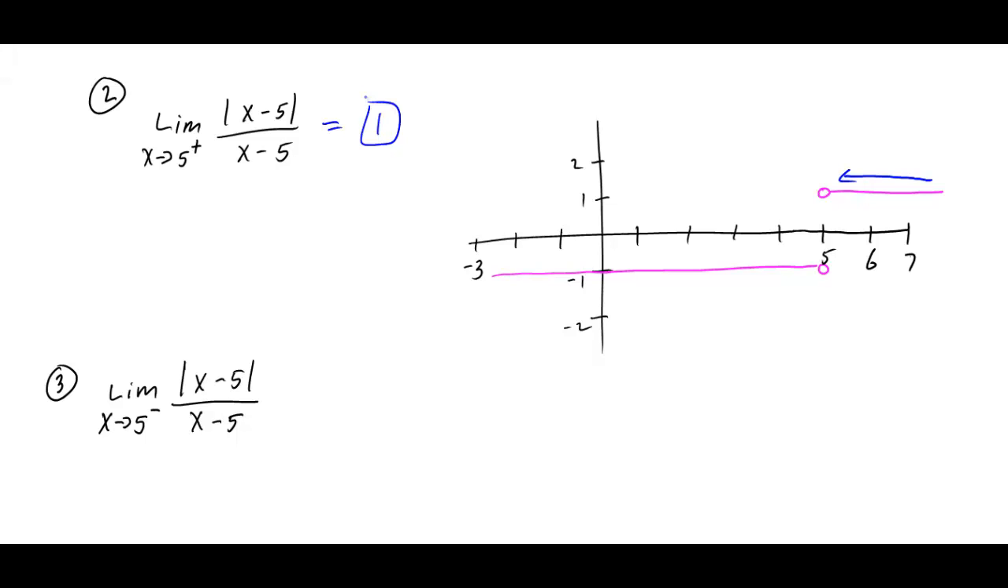Now, algebraically, how could we figure this out? Well, if we're approaching 5 from the right, that means we're picking values that are greater than 5, getting closer. For example, if I was to pick the number 6, that's to the right of 5. We would have the absolute value of 6 minus 5 over 6 minus 5. Well, 6 minus 5 is 1. Absolute value is 1, so you'd have 1 over 1, and then clearly the limit would be equal to 1.